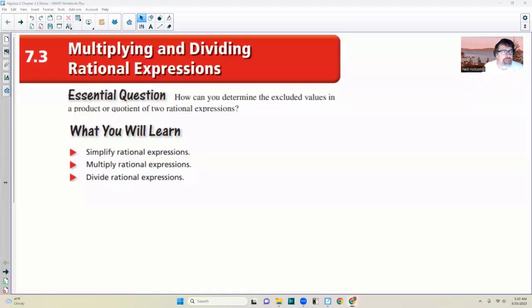Okay, this is chapter 7.3, multiplying and dividing rational expressions. So the essential question is, how can you determine the excluded values in a product or quotient of two rational expressions? What you will learn in this chapter is how to simplify rational expressions, multiply rational expressions, and divide rational expressions. So let's take a look.